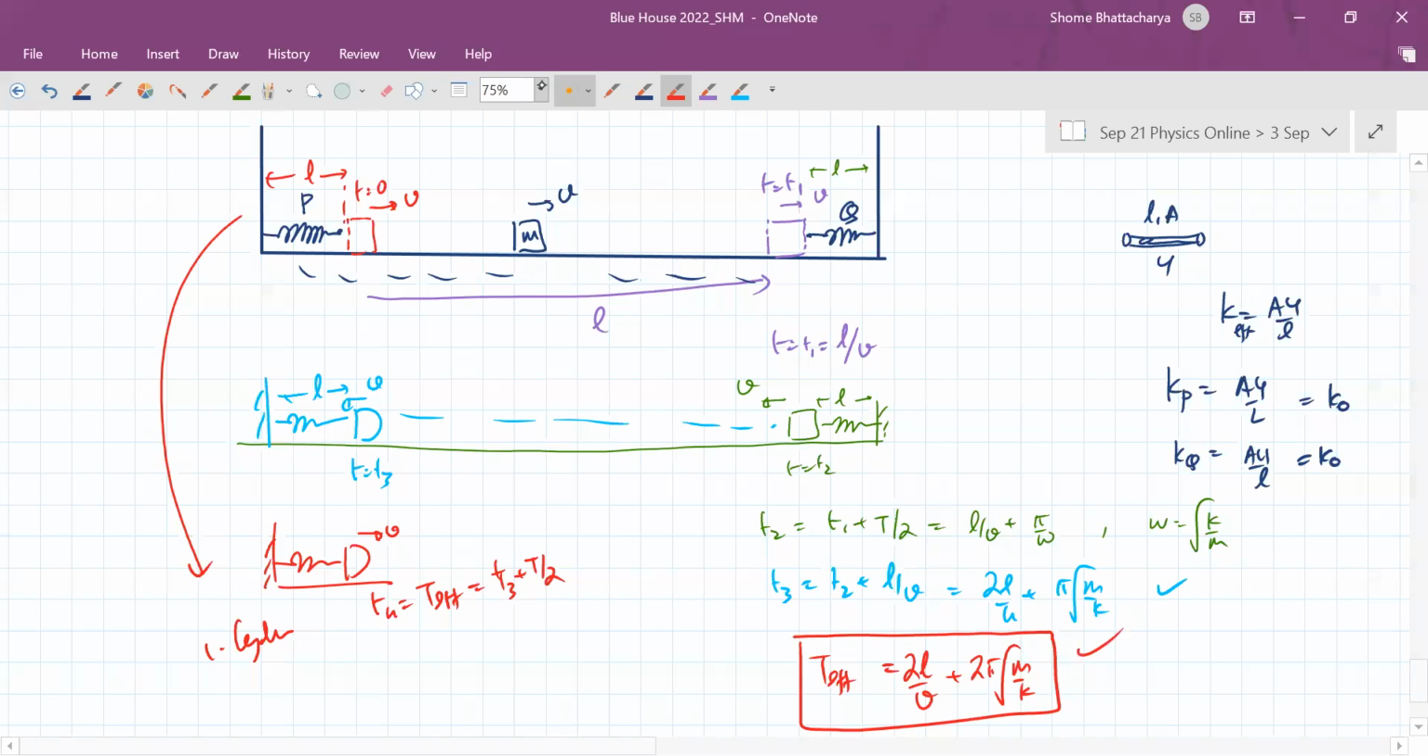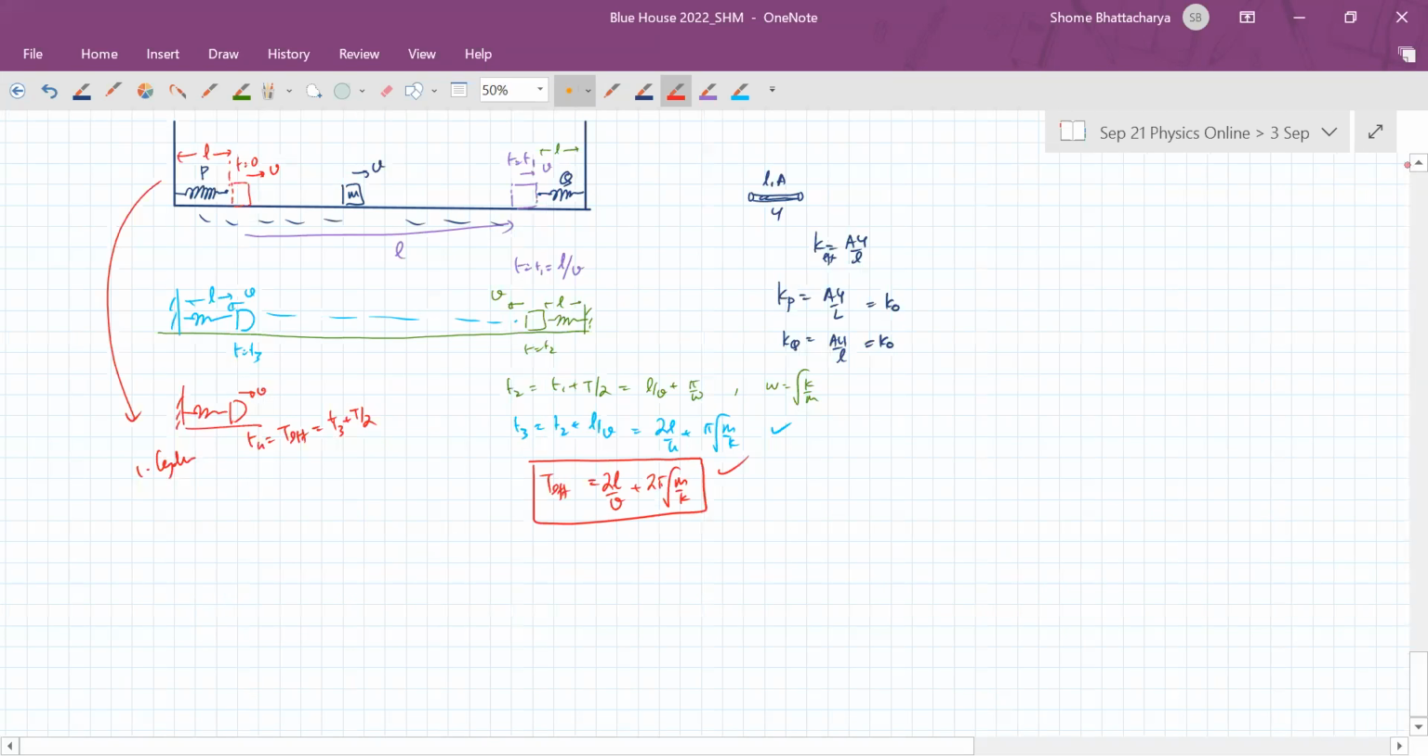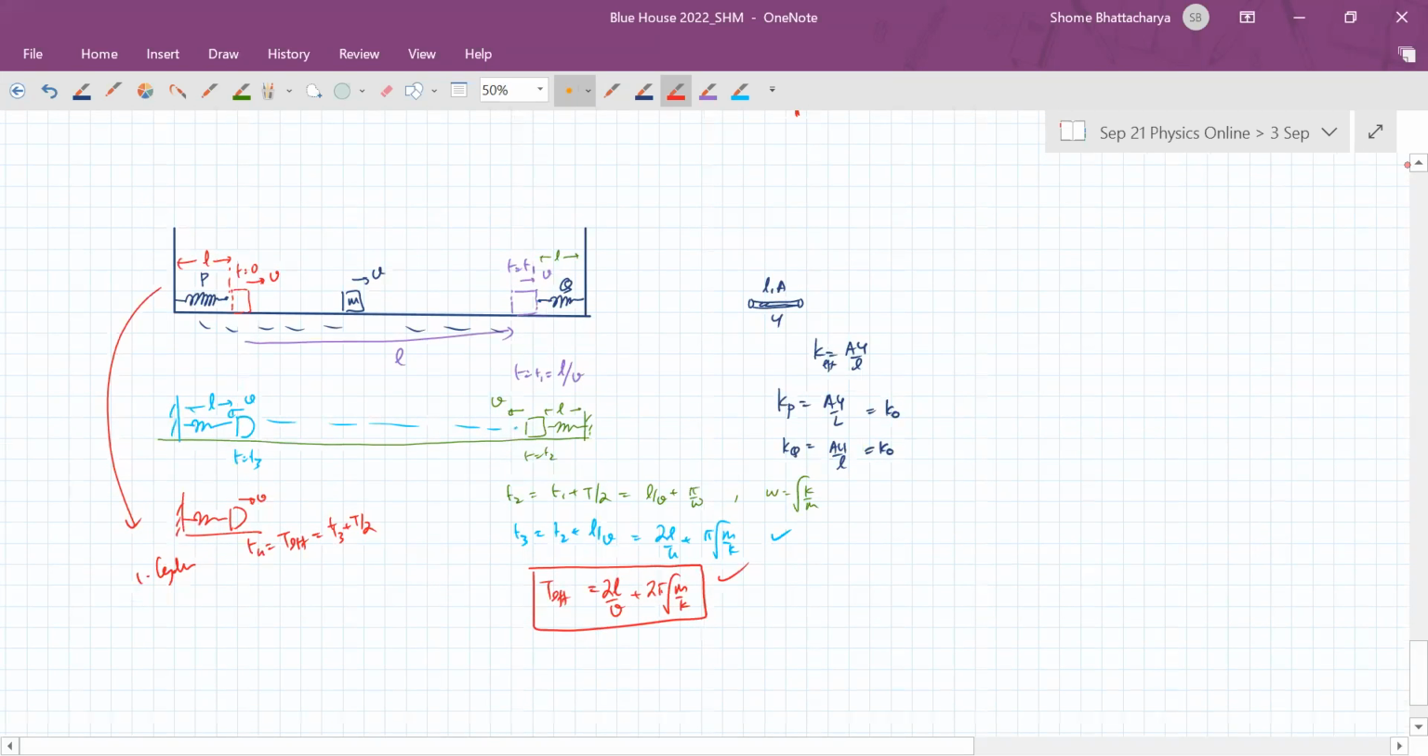Yeah. So this is similar to actually a previous year JEE question also, but there the springs were of different constants. So the same concept was there. Yes, sir, it's matching. Just replace K with this AY by L, so you'll get that answer. Okay. Yes.